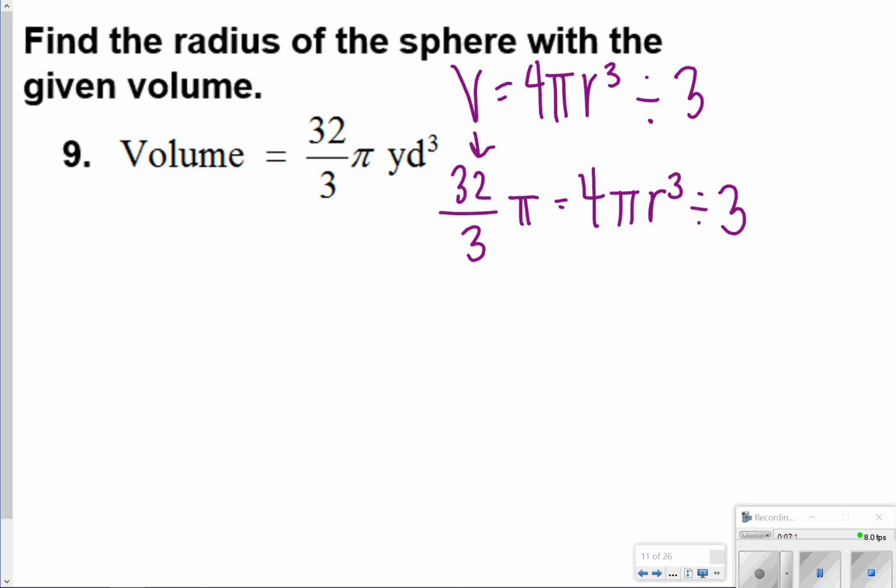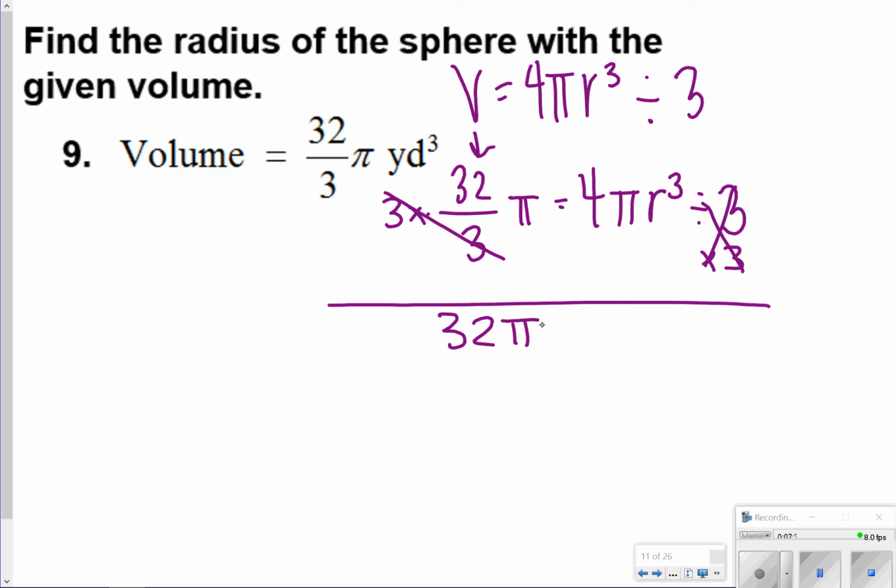Okay. One thing I notice, I can do times 3 to both sides. Divide by 3 and times 3's cancel out. Notice that this 3 is being divided by 32. It's technically saying 32 divided by 3. So when we do 3 times 3, those also cancel out as well. So all we're left with now is 32 pi is equal to 4 pi times radius cubed.